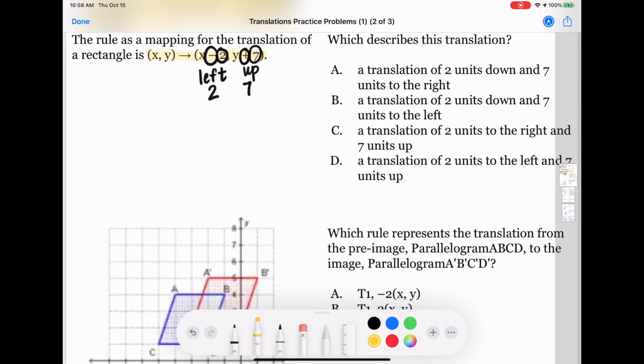A translation of 2 units down. Well, we know we are actually moving 2 units to the left, so that is incorrect. Let's look at the next one. A translation of 2 units down. Once again, we know we are moving to the left, so that is incorrect.